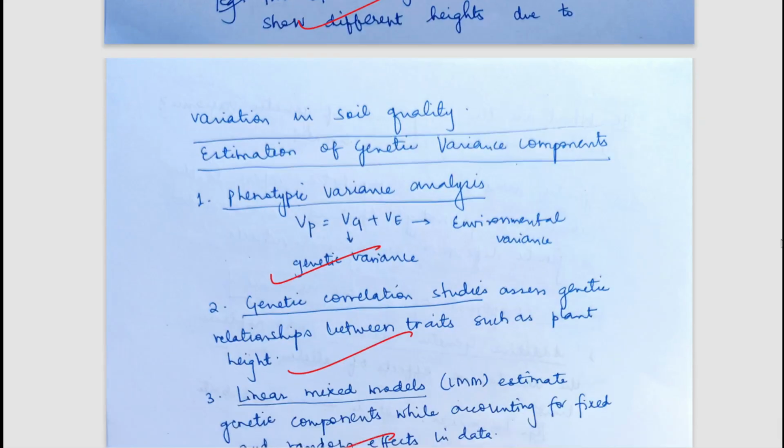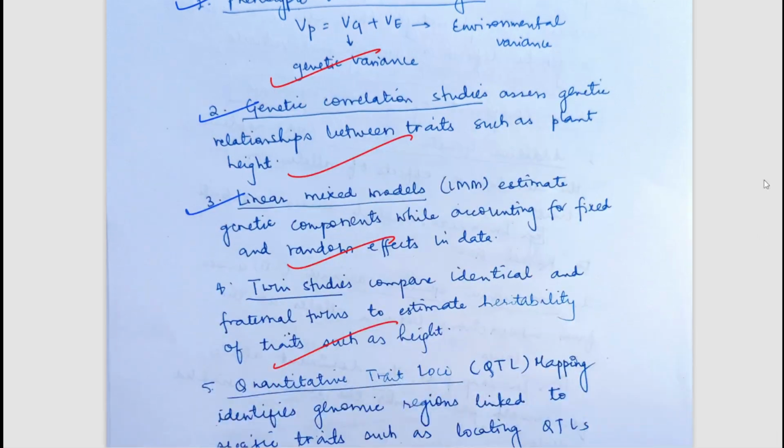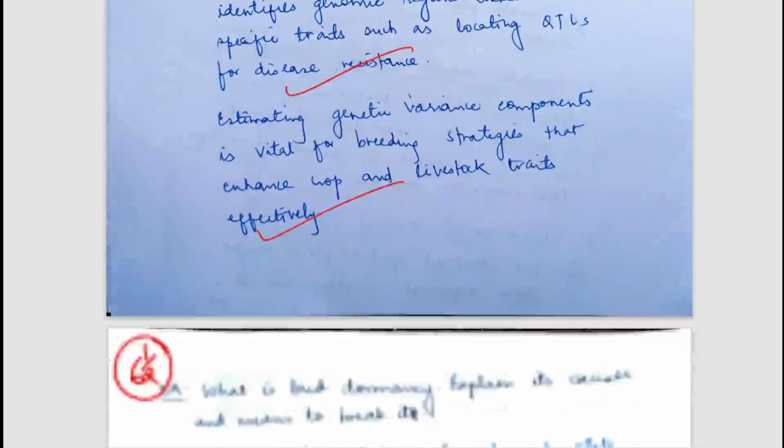Environmental variance is there. Now, how can you estimate? We can do phenotypic variance analysis, genetic correlation studies, linear mixed models, twin studies, and QTL mapping. So, a well written answer. Now let's move to the next question.